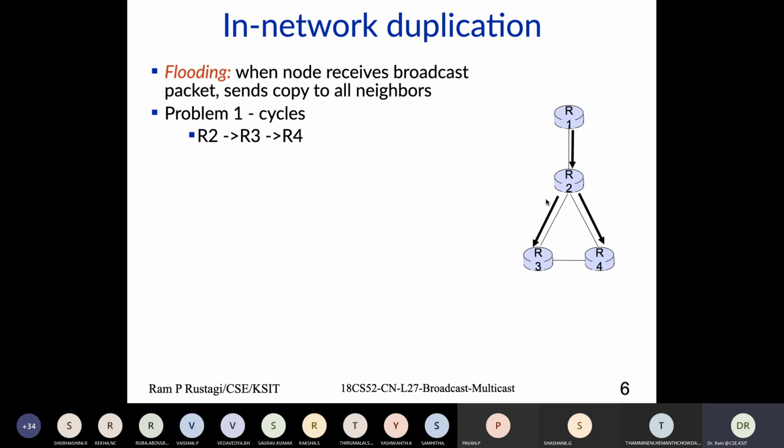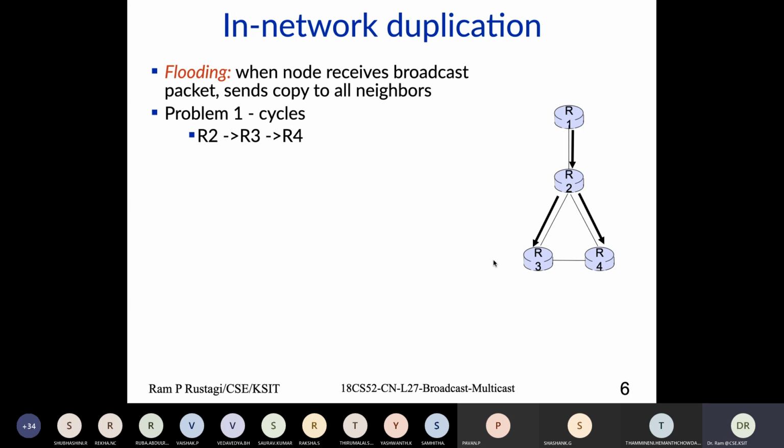R3 receives one copy and sends it on to R4. R4 receives one copy from R2 and sends it on to R3. So what would happen? R2 made two copies and sends to R3, R3 will give to R4, R4 gives to R2, and this packet will keep on cycling. In the same way, when R2 makes a copy, this packet will keep on cycling like this.